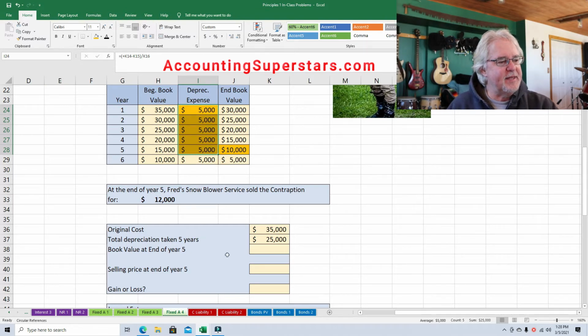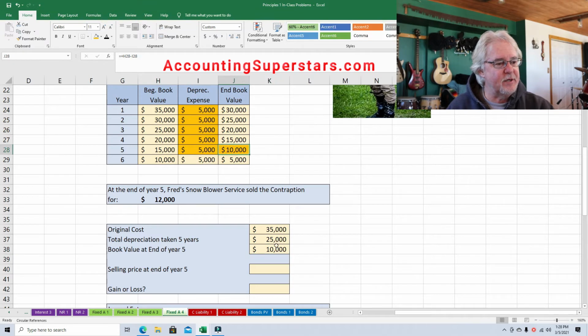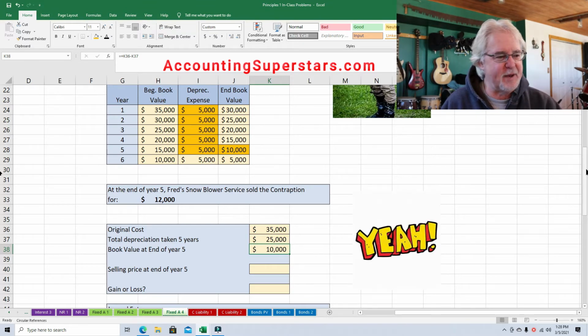So the book value at the end of year 5 is going to be $10,000. And that matches the table right here. 10,000, 10,000. Look at that. They match. And that's good. It means we're doing a good job here.